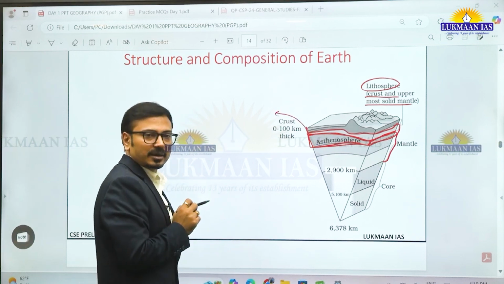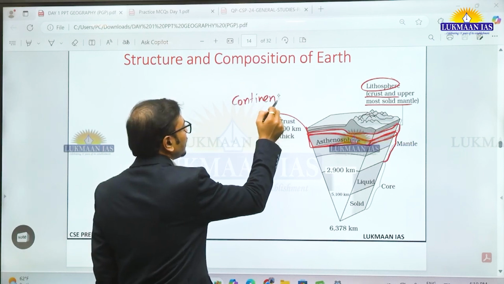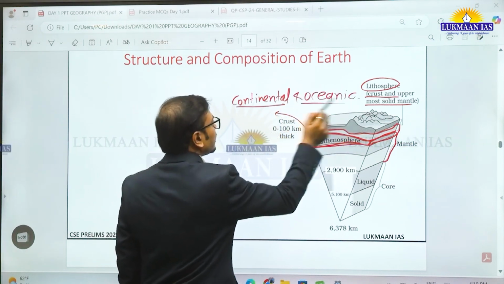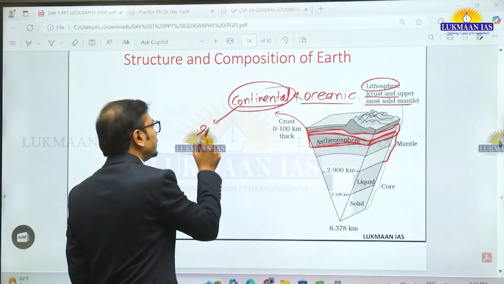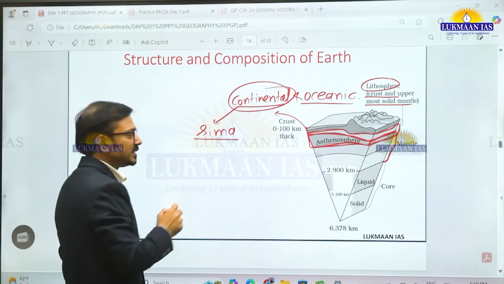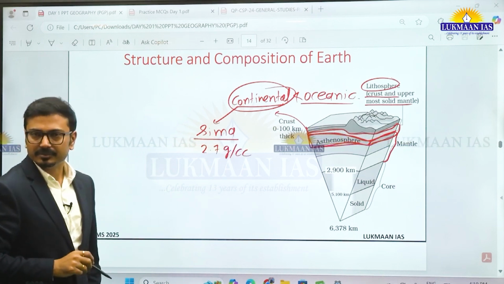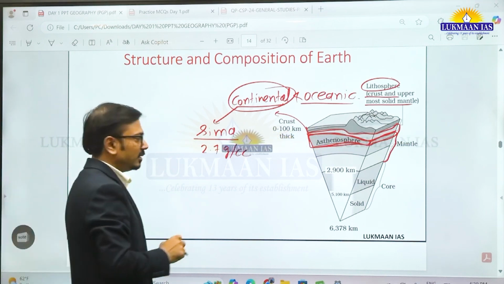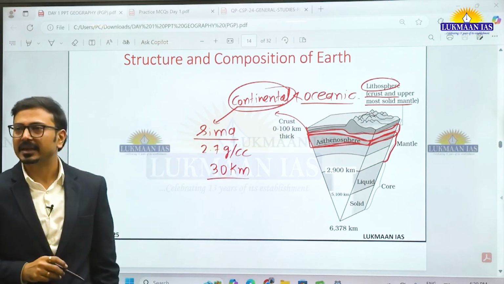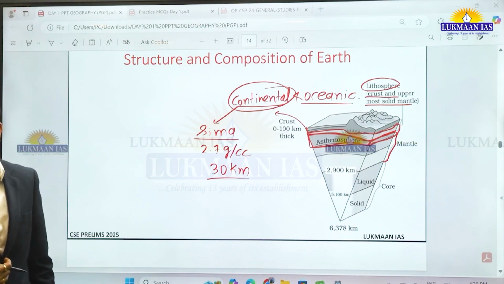If we talk about the upper crust and lower crust, we will call it as continental crust and oceanic crust. Okay, oceanic crust. Now, continental crust is made up of largely silica and magnesium composition, and the average density is 2.7 gram per cc, continental crust, and average thickness is 30 kilometer. It can extend up to 70 kilometer underneath large mountain ranges like Himalayas.